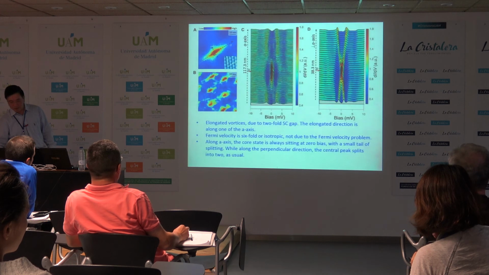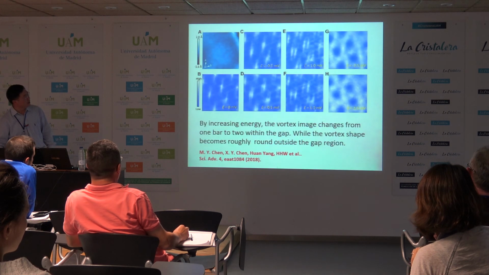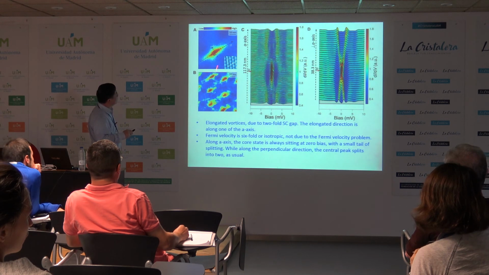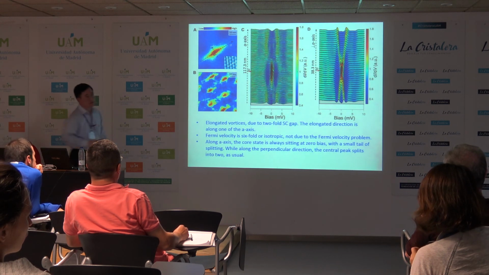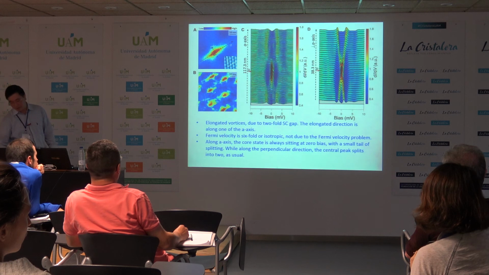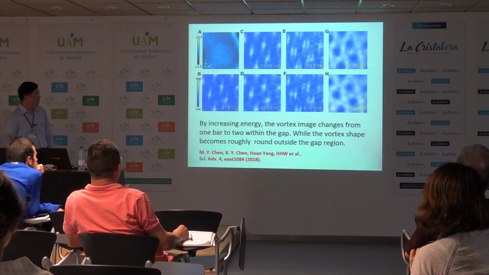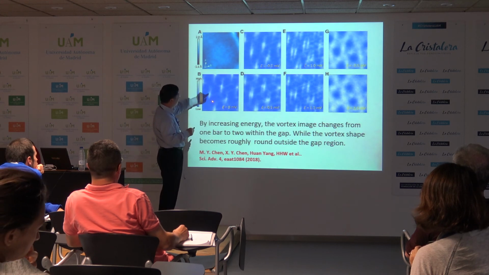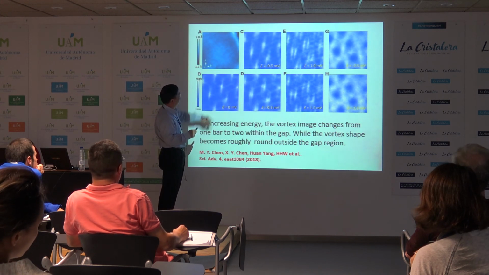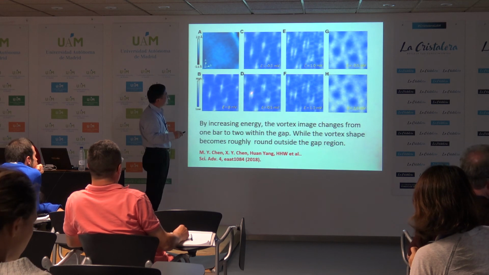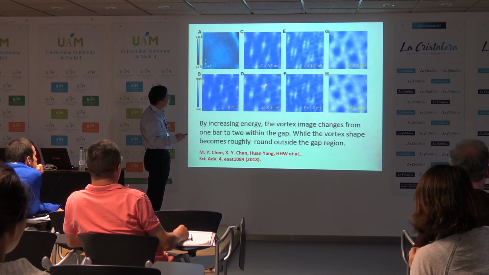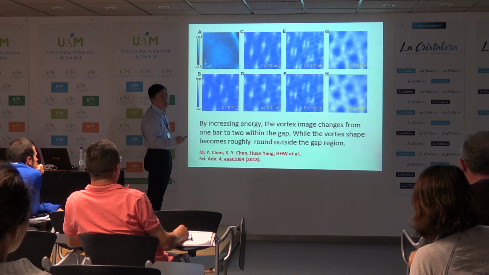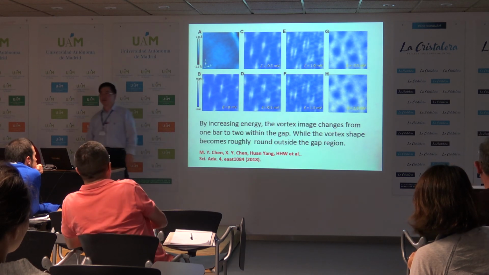So then, one more point before ending my talk: if we increase the energy and plot the intensity of the vortices, then it seems that one vortex is splitting into two. So when the energy is zero, we can see one bar. Each one corresponds to one vortex. However, if we increase the energy, you can see it split gradually. At 1 meV, this distance is quite large. So that's a very interesting thing.